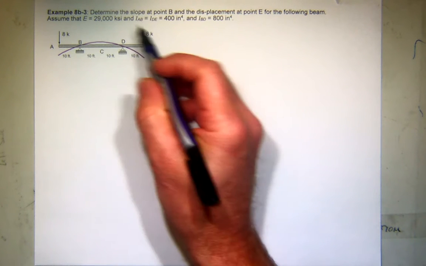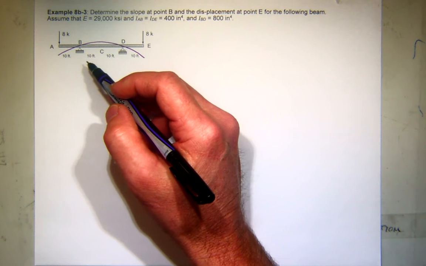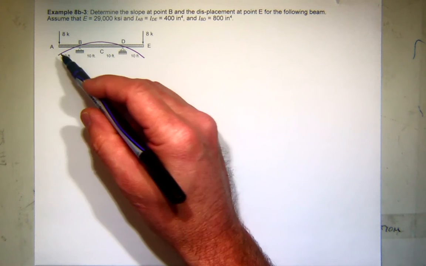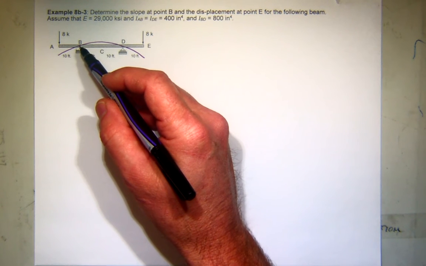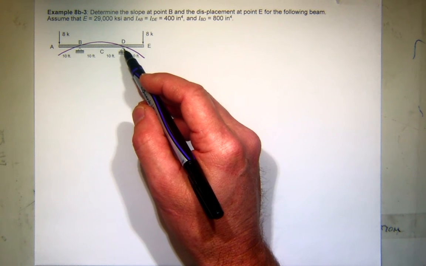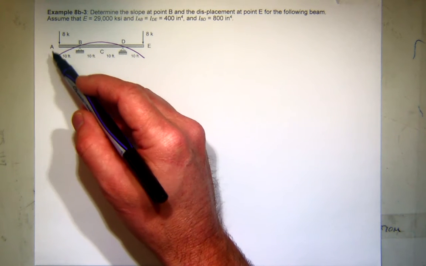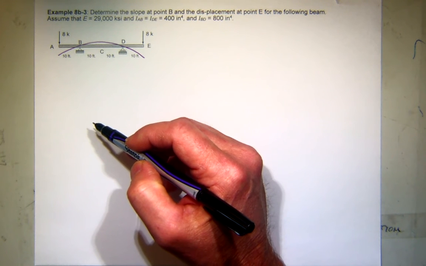And again, since the geometry is a mirror image, or symmetric, and the loading is symmetric too, when we find our slope at B, the slope at D will probably be the same value but negative. And then, of course, the displacement at A should be the same as at E. So we get a lot of information about this.